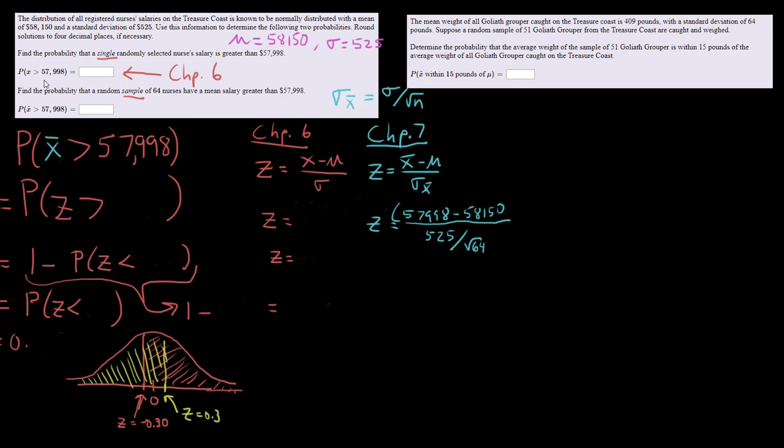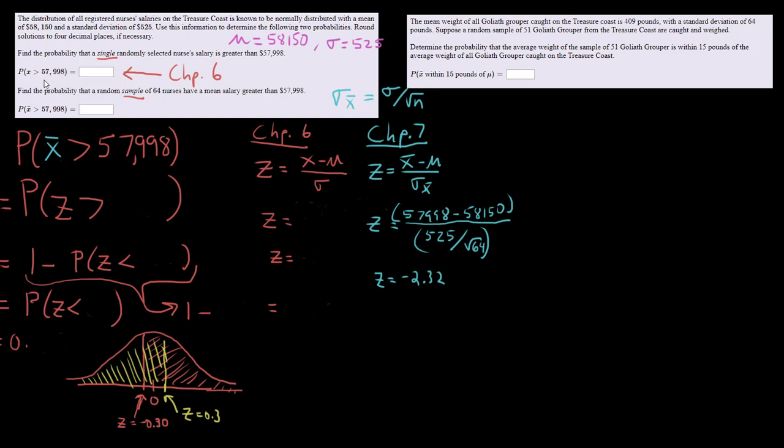Just be careful when you're putting this in your calculator. Put parentheses around the numerator and denominator. Let's see what we end up getting here: 57,998 minus 58,150 divided by 525 over the square root of 64, so it's 525 over 8. And we end up getting a z value this time of negative 2.32. Last time our z value was negative 0.3. This time it's negative 2.32.